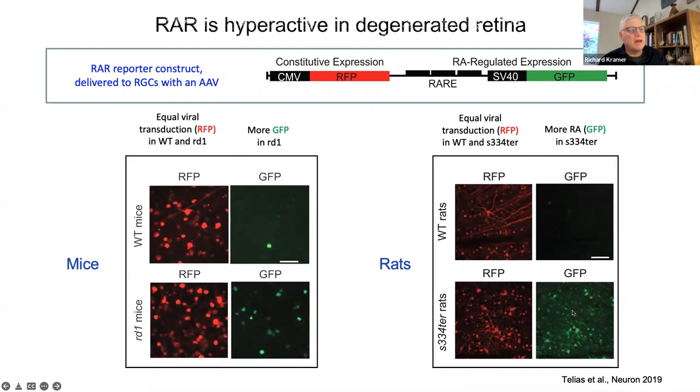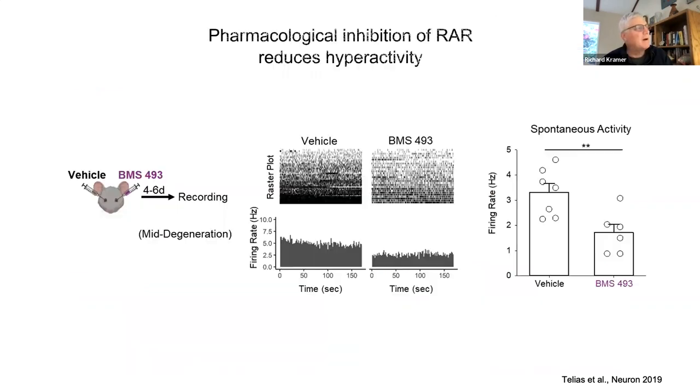And this is even more dramatic in a rat model of retinitis pigmentosa. This is a truncation in rhodopsin itself, which leads to the rods dying. And you can see, once again, GFP is greatly upregulated. We're looking at the level of retinal ganglion cells. So this is expression of RA-induced genes in the retinal ganglion cells. So there really is more retinoic acid in these retinas, and it's capable of inducing gene expression.